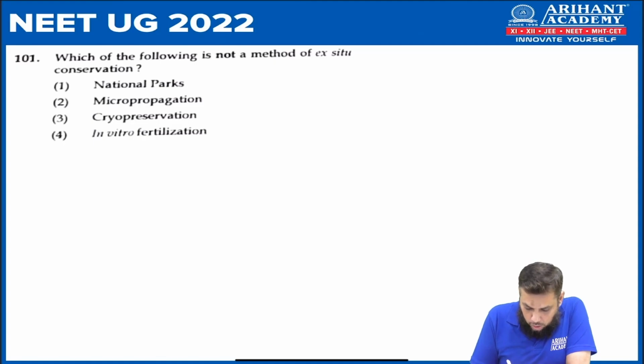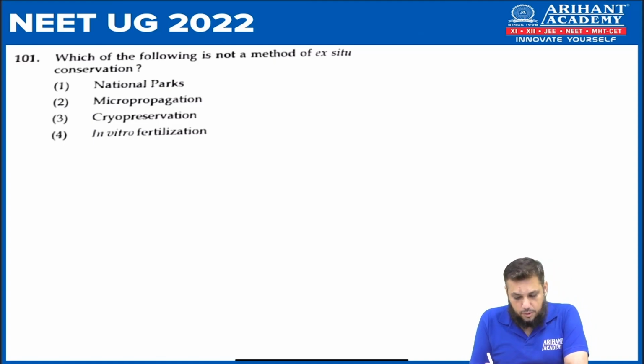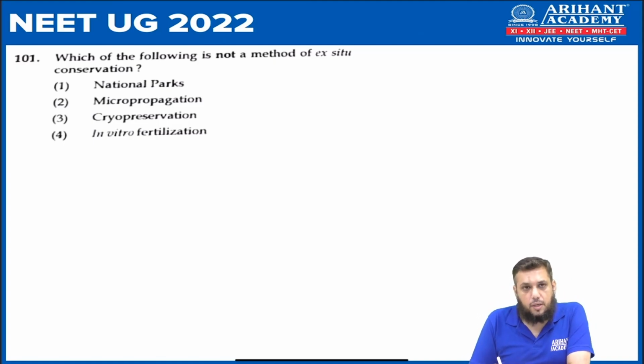So, what is ex situ conservation? Ex situ conservation is the conservation that is done outside the natural habitat of that particular organism. So, if you look over here, then micropropagation, cryopreservation, and in vitro fertilization, these are all methods of ex situ preservation.